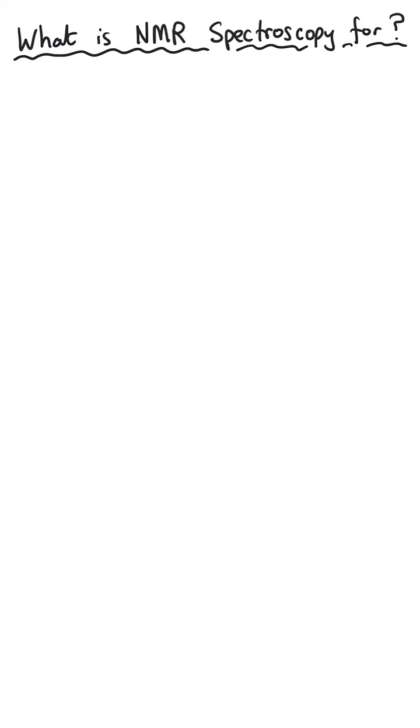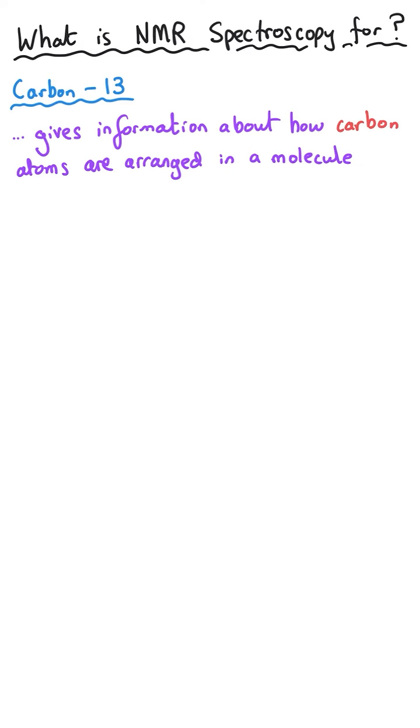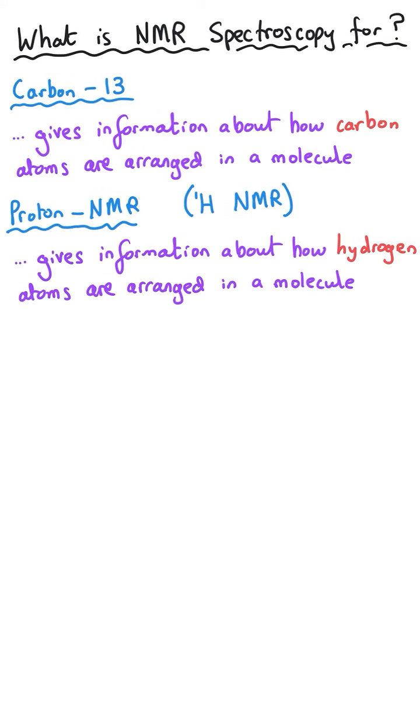There are two types of NMR spectroscopy that you need to know about. There is carbon-13 NMR, and that tells you how the carbon atoms in a molecule are arranged. And there is also proton NMR or hydrogen-1 NMR, and that tells you how the hydrogen atoms in the molecule are arranged.